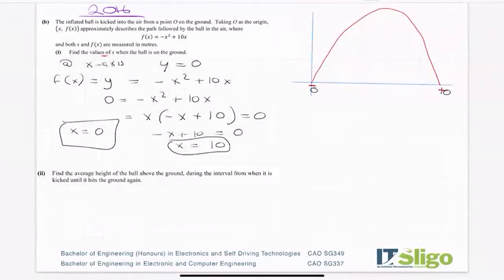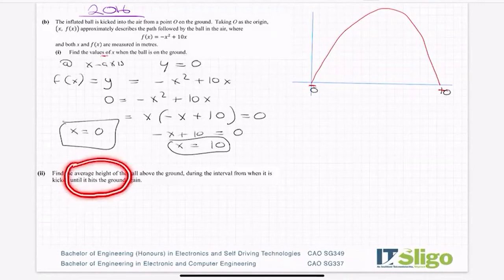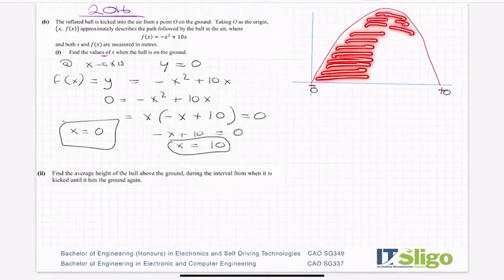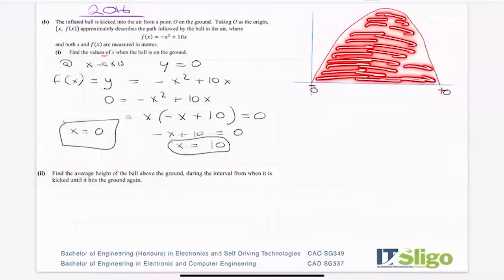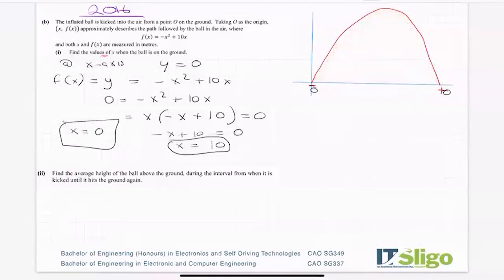Okay, and then part 2, find the average height of the ball above the ground during the interval from when it is kicked until it hits the ground again. So these words, average height, that's a clue for the average area under a curve formula, which is part of integration. Interval is another hint that it was integration that you were doing. So basically, a way of getting the area under the curve is that chapter on integration. Okay, average area, there's a formula for it.